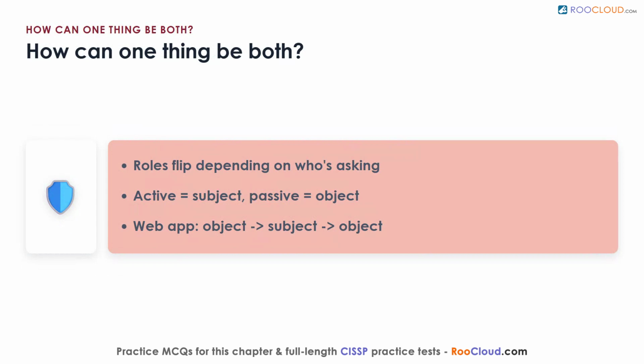How can the same thing be both a subject and an object? Because the roles flip depending on who is asking. The active party is always the subject, and the passive party is always the object, but an entity can swap between them. Take a web application serving pages. When a user requests a page, the application is the object being queried. Then it becomes a subject, as it reaches out to grab a cookie and look up the user in a database. Finally, it flips back to an object as it delivers the finished page.